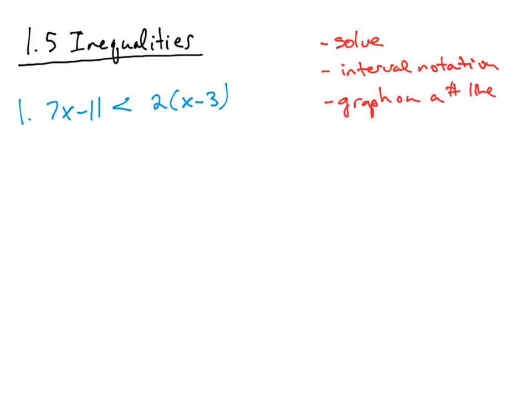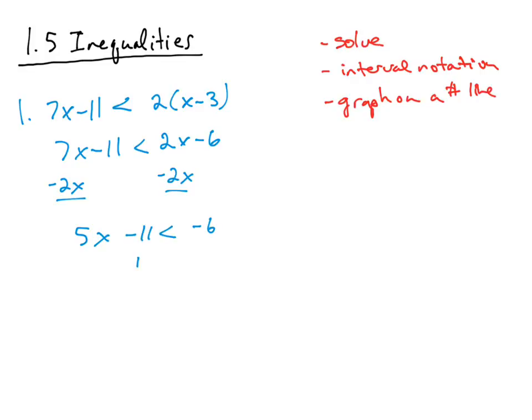So we solve these in much the same way that we solve an equation. We work to simplify each side independently, and then group all of the variables to one side and the constants to the other side, and then we can solve. So add 11, 5x less than 5, x is less than 1. So we'd say that this is the solution, x less than 1.